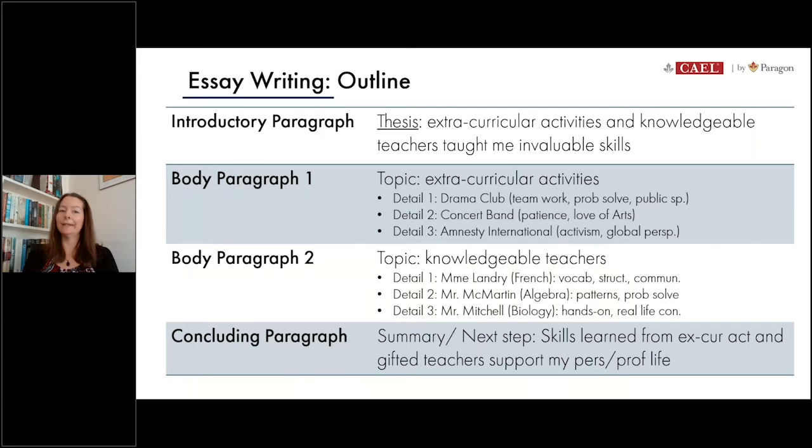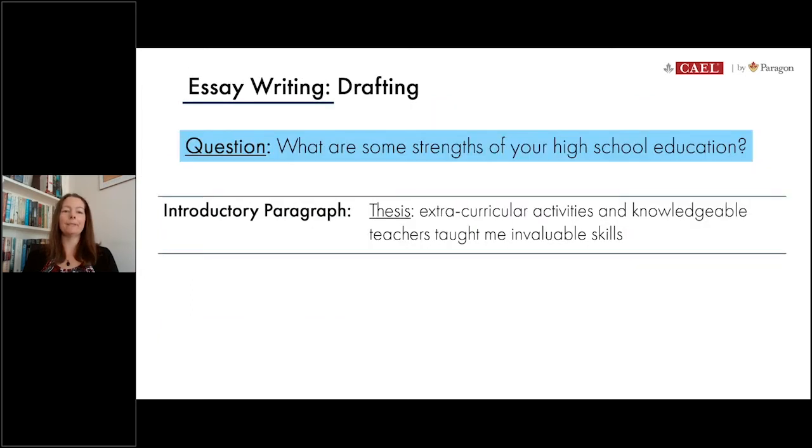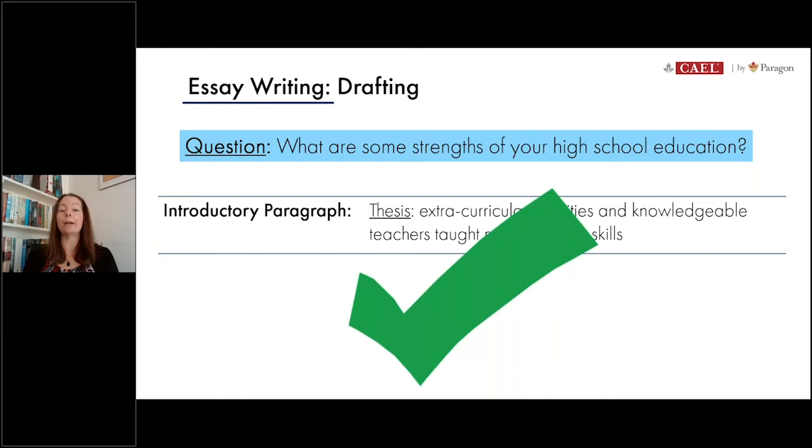So here's the outline that we put together a couple of weeks ago. It clearly shows our topic, so we know that we're writing about strengths of high school, and we're writing specifically on how extracurricular activities and being taught by knowledgeable teachers were two examples of strengths. So we've written our introductory paragraph already where we stated that thesis. We identified these two areas then as strengths of our own high school.